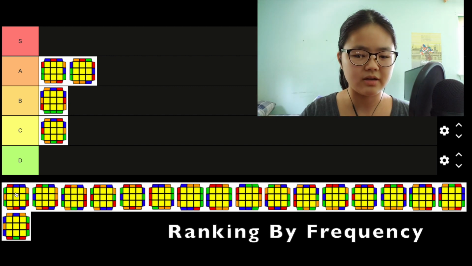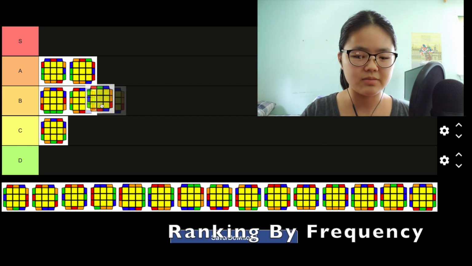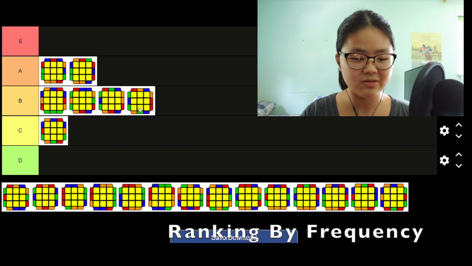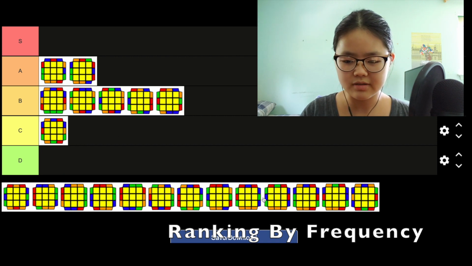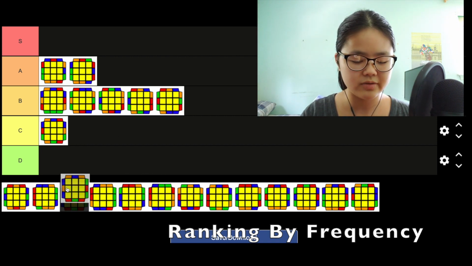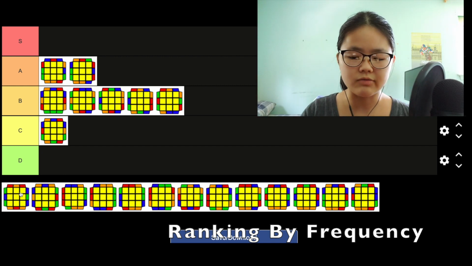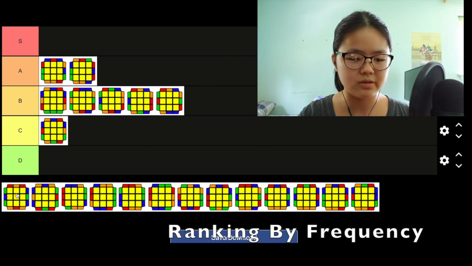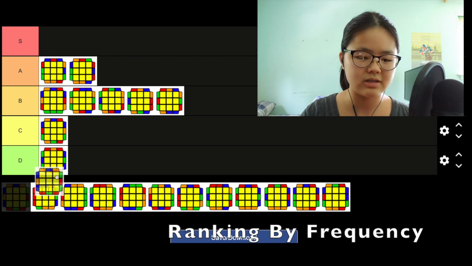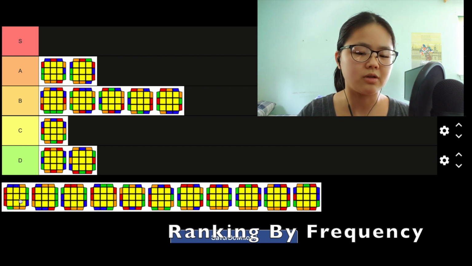So on the B tier, I'll just put them all together because I'm just going to assume they all appear with the same frequency. And then for H perms and Z perms, which is over here at the end, what if I just move these two over? I feel like I get these very little, more often than not. If the corners are solved, I'll get a U perm, so I'll just put these down here, even though these are nice cases. J perms, I feel like I get J perms a lot.